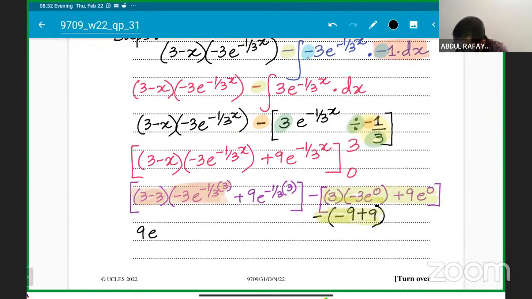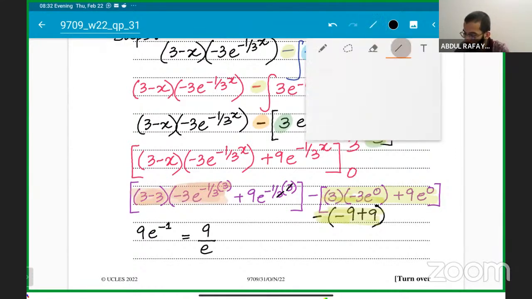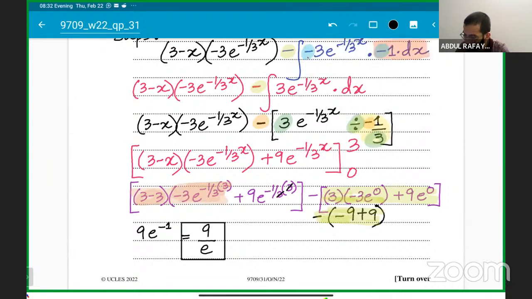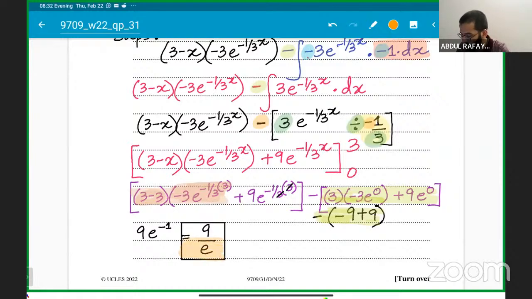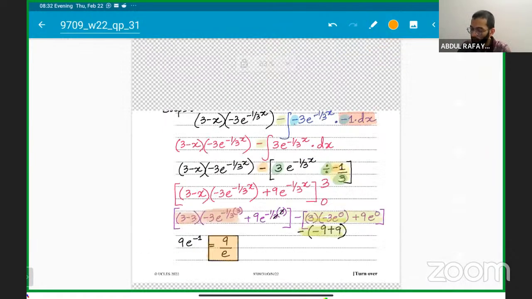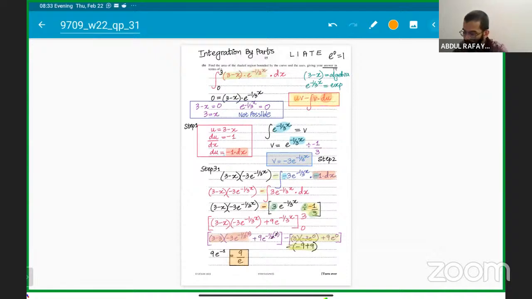only 9 times e power minus 1. You have to give the answer in terms of e. So 9 divided by e, taking e down in the denominator. This is my answer, sir, for 5 marks. We got it correct. We got the full marks, 5, 5, 10 marks each. With this, we complete the question as well.